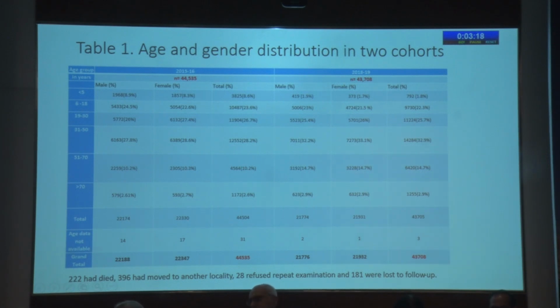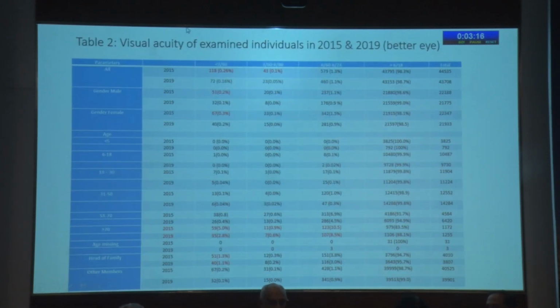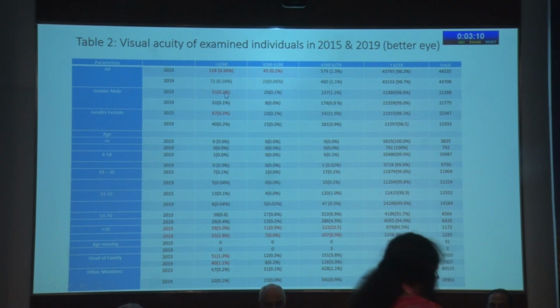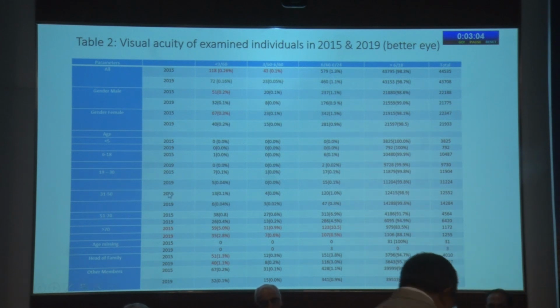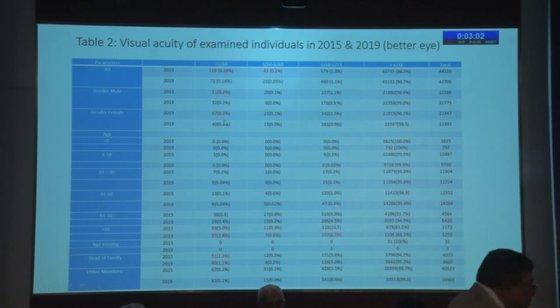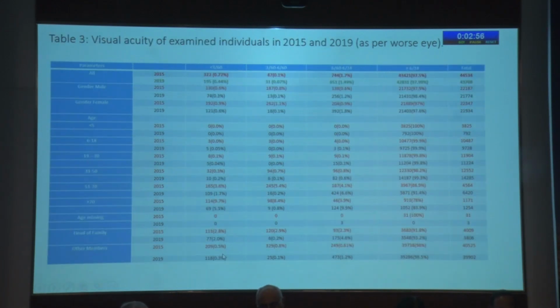lost to follow-up. If you can see, in 2015, the prevalence of blindness for the better eye was 0.26%, which in 4 years fell to 0.16%. And the same for visual impairment, it reduced, and the impairment was more in women, almost 1.5 times more, was more in older individuals and in head of the family.